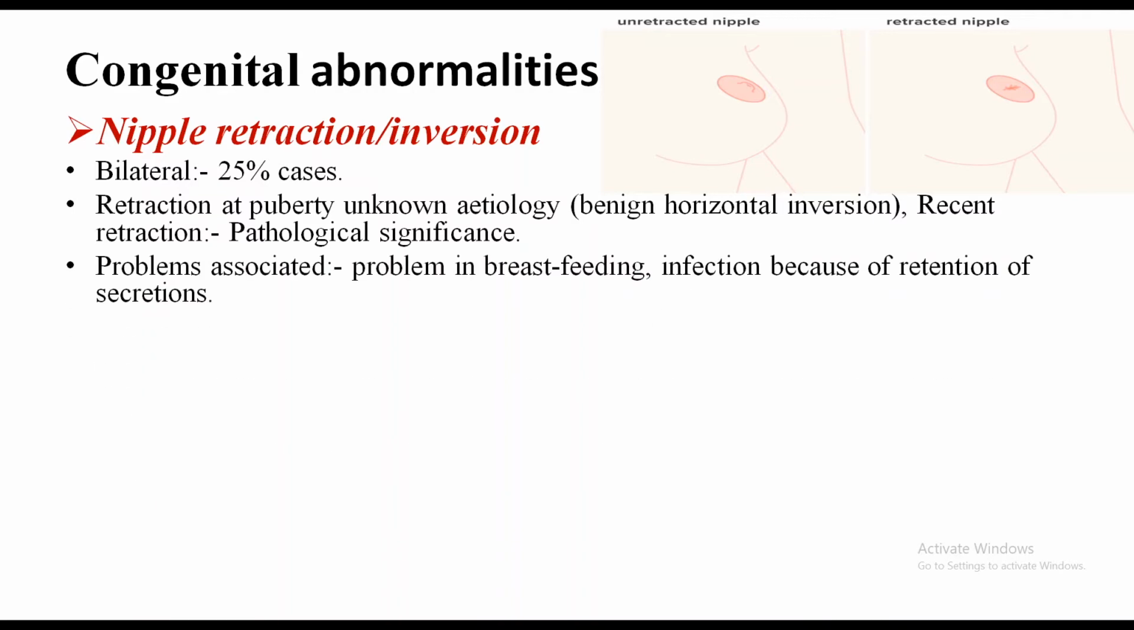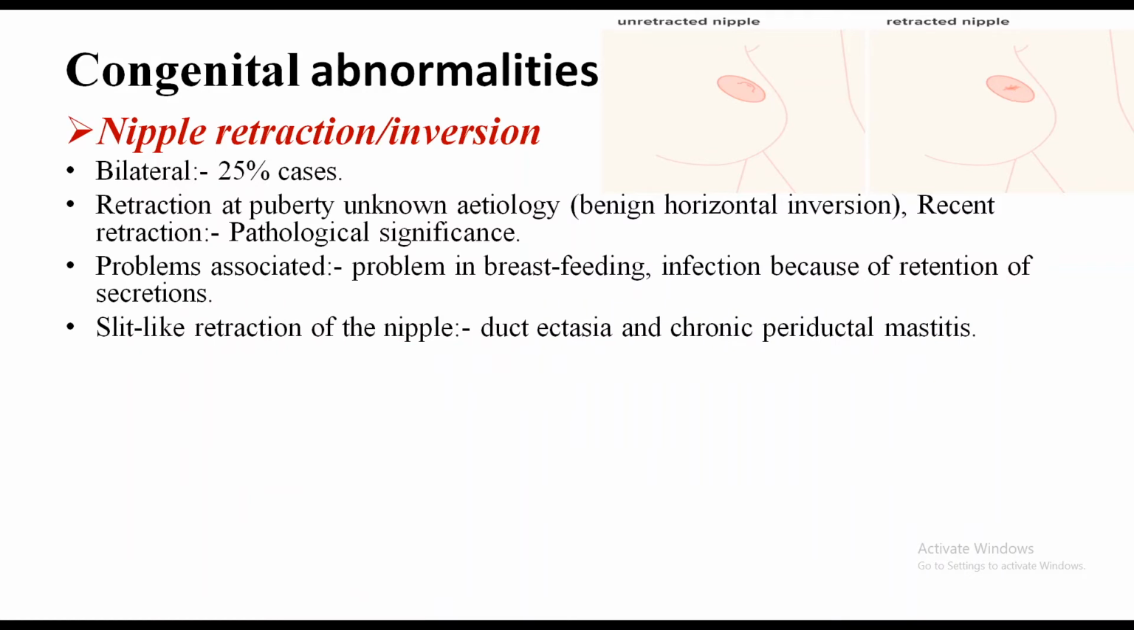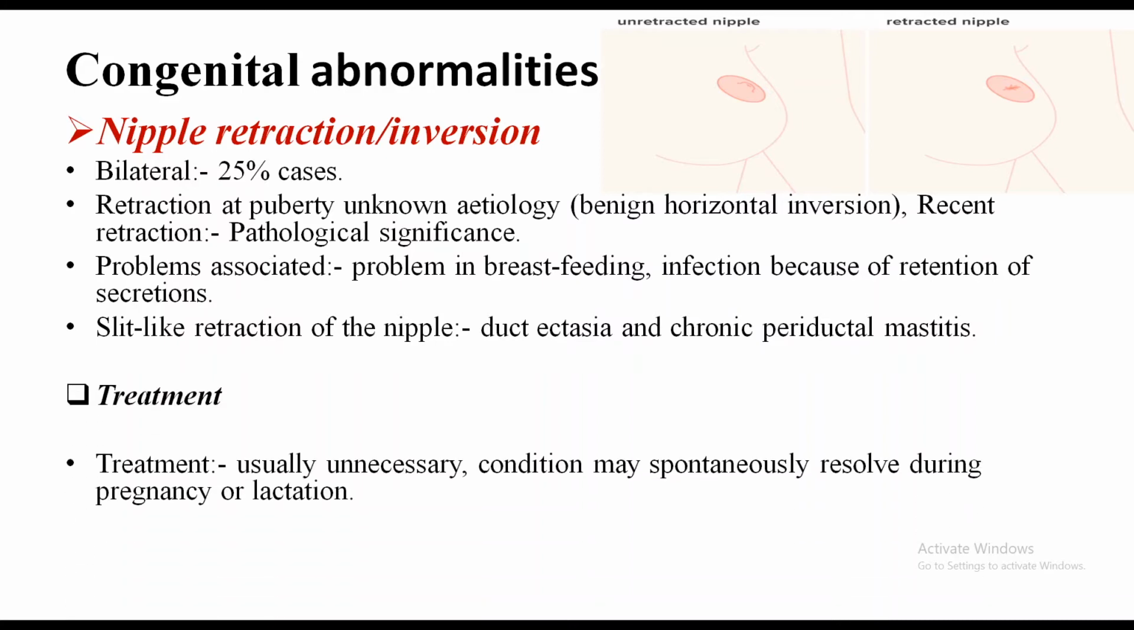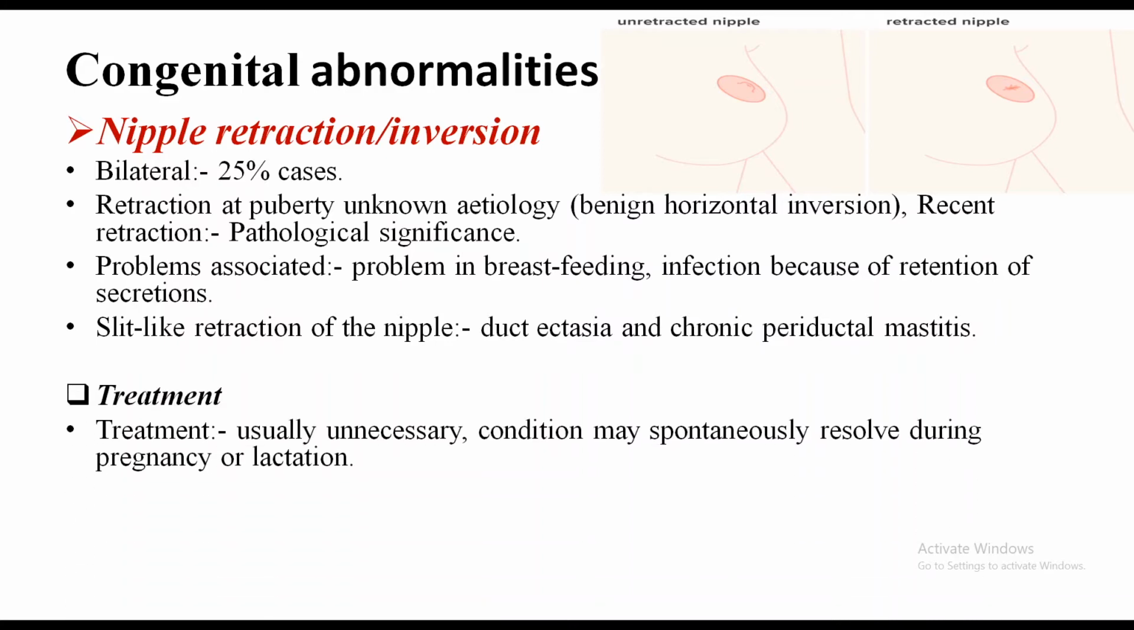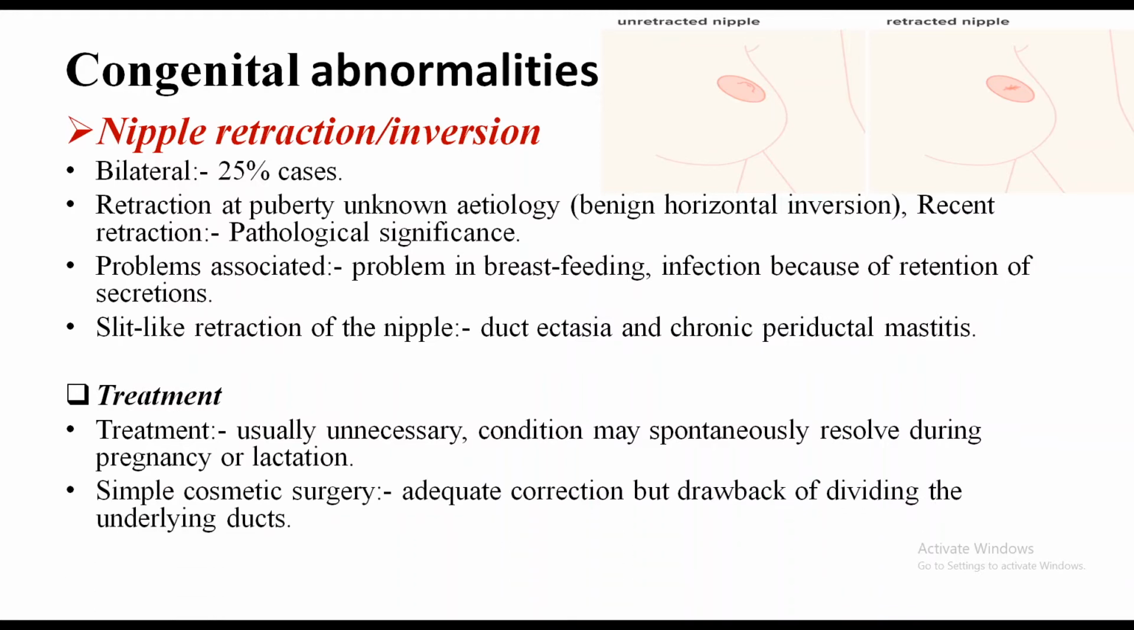The problems associated are definitely breastfeeding difficulty and infection because of retention of secretion. Slit-like retraction of the nipple may be seen in ductectasia and chronic periductal mastitis. The treatment is usually unnecessary because the condition may spontaneously resolve during pregnancy and lactation. Simple cosmetic surgery may give a cosmetic result, but it has the drawback of dividing the underlying ducts. Mechanical suction devices have some effect, but are not very useful.